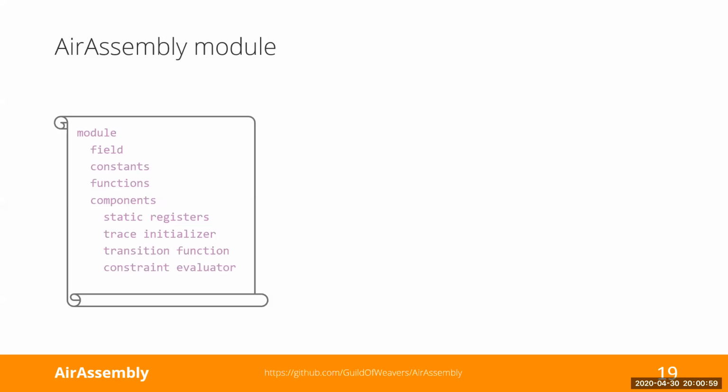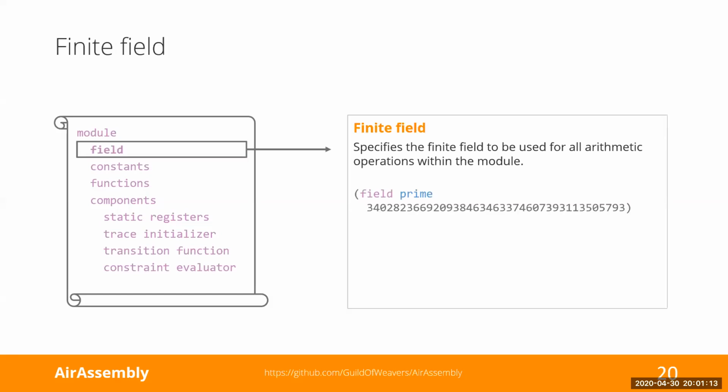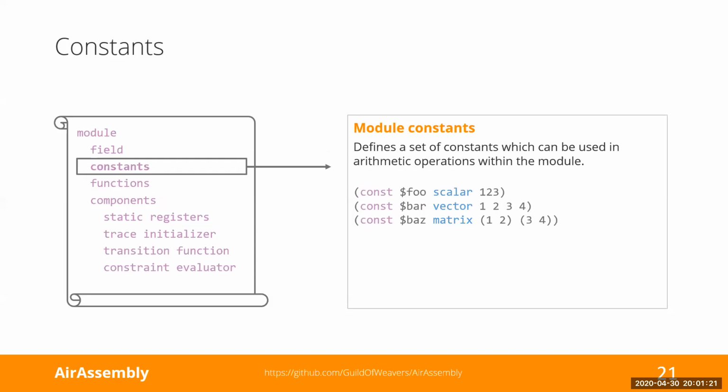But all of the syntax allows you to build an AirAssembly module. An AirAssembly module is basically a self-contained computation, or actually several computations. And I'll go through what it consists of. So the first thing is that you have to define your field. Right now, only prime fields are supported. So you specify the modulus of the field, and it's as simple as that. Then you can define some common constants that could be used within the module, and those could be scalars, vectors, and matrices.